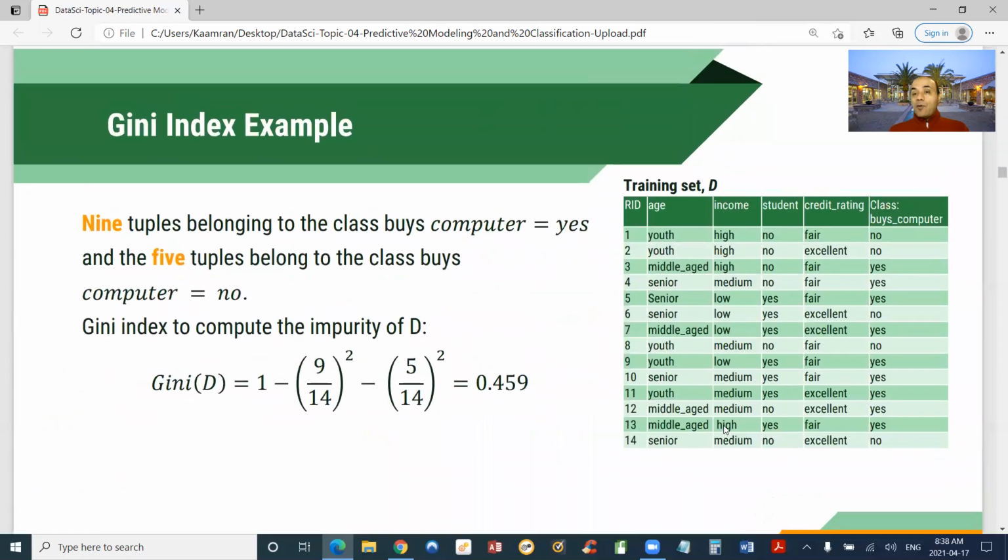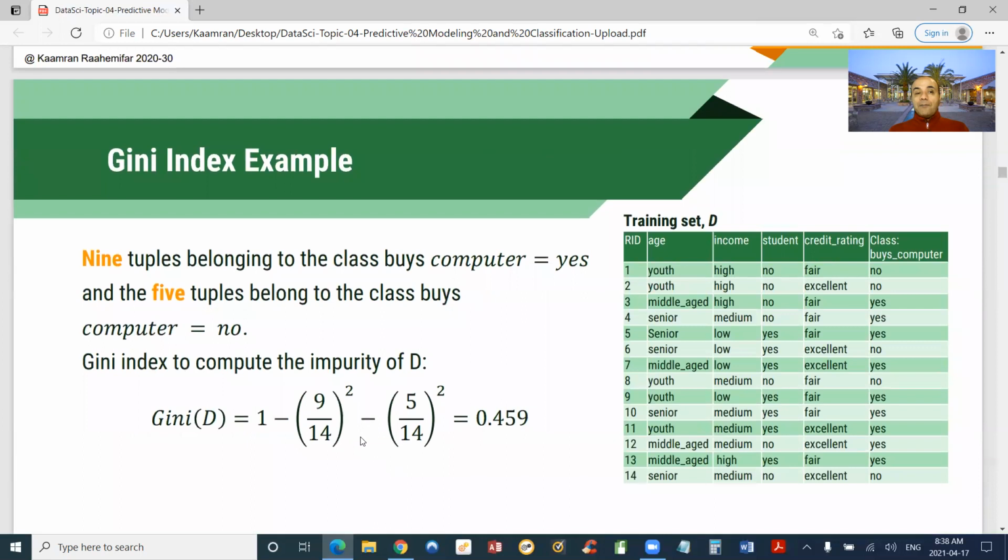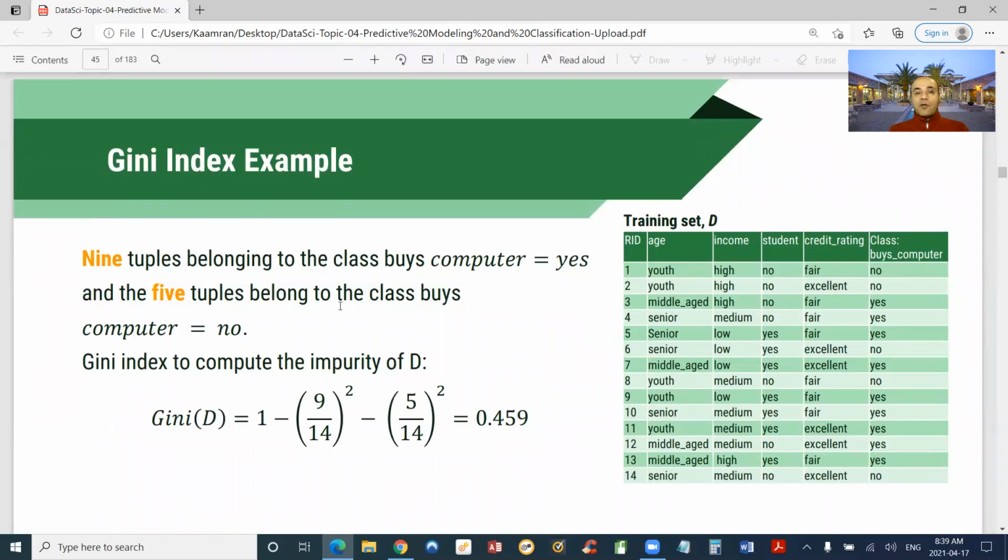Now, in this example, remember we don't have log anymore. It's going to be 1 minus the summation of p to the power of 2. And we are going to assume that p is going to be a simple fraction. 9 tuples belong to the class yes, and 5 belong to the class no. So the original Gini of the target column, the outcome column, is going to be 0.459.